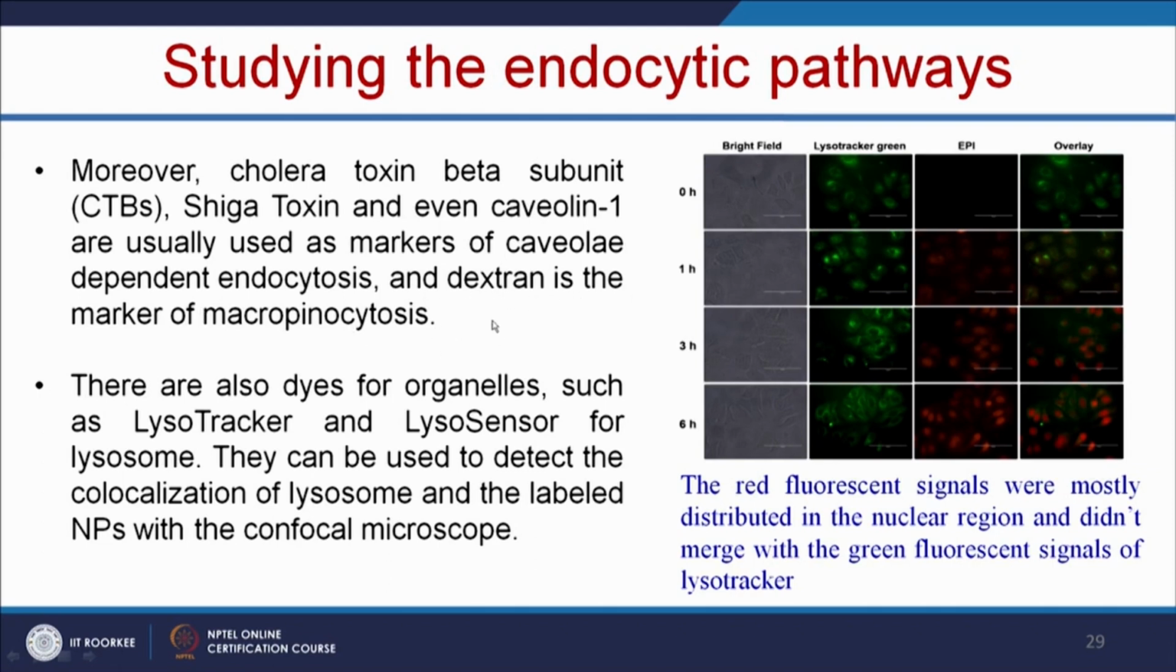When you attach this dextran or this particular protein, we can understand whether it is entering the cells through this particular pathway or not. And there are several dyes available for specific organelles in the cell. For example, LysoTracker and LysoSensor for lysosome. This LysoTracker dye will stain only the lysosome, and they can be used to detect the co-localization of lysosome and the labeled nanoparticles with confocal microscopy.